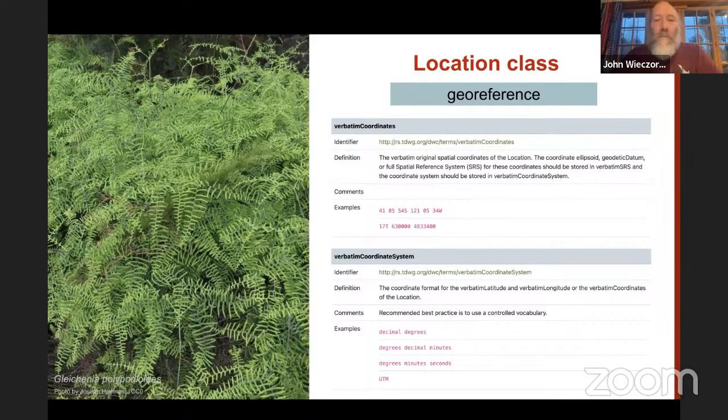Accompanying those three verbatim coordinate type fields is a term for verbatim coordinate system. And that one's meant to capture what was the format that the original coordinates were in. So examples are degrees, decimal degrees, or degrees, minutes, seconds.